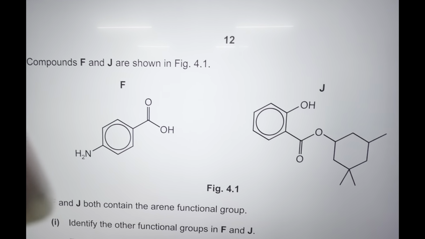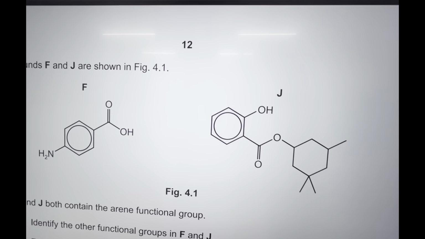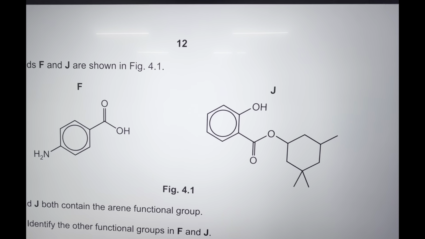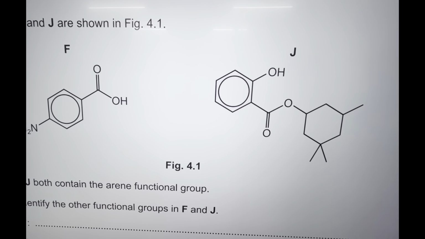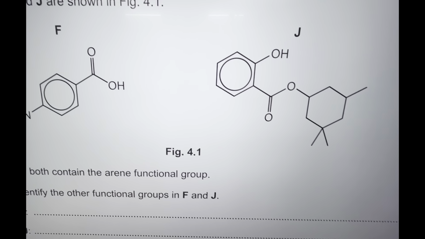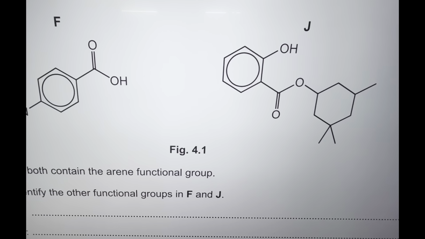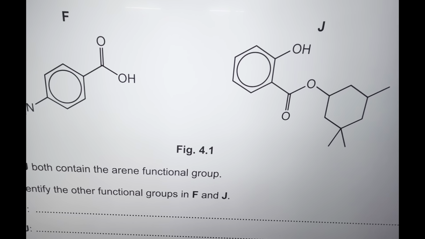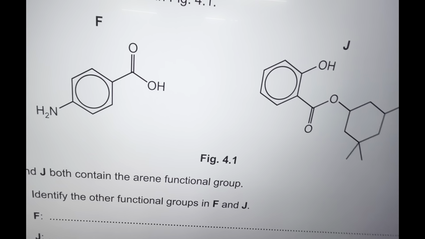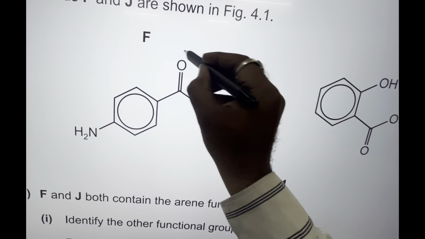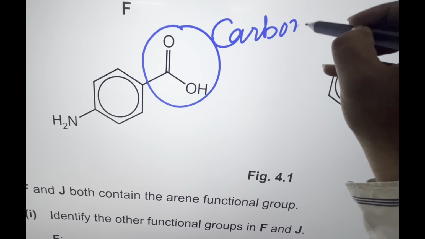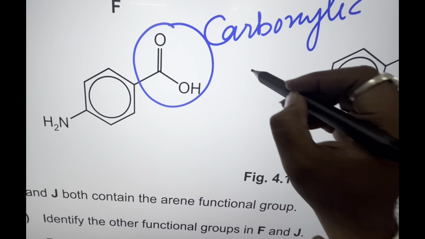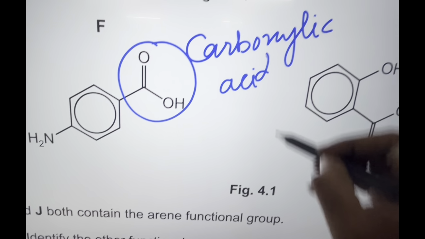Very simple. They have given two compounds, compound F and J, and the question is: F and J contain the arene functional groups. Identify the other functional groups which are present in F and J. If you see here, this is the carboxylic acid. So here you can write carboxylic acid. This is one functional group.